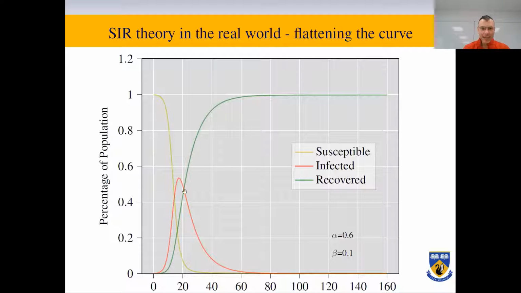In this case, you can see that the peak of the red curve, which is the infected curve, is here. So it's above 50%. So this is a situation in which more than 50% of the population gets infected at the same time. You can think how catastrophic it would be to have half of the population and more going to the hospital at the same time.